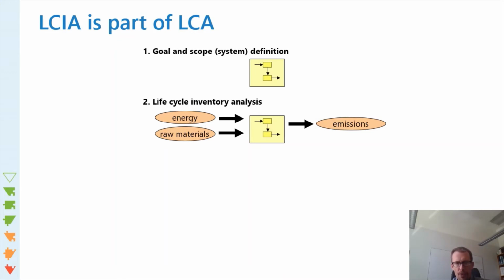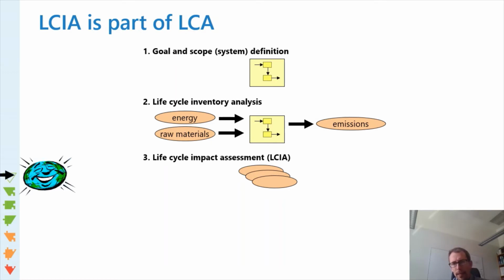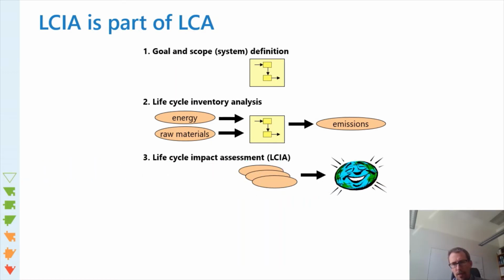So we have a 3rd step here called life cycle impact assessment. And that's where we take these lists of flows and we typically multiply the values in them by linear factors that express environmental impact. We call these characterization factors. So in that way, we're able to reduce a large number of emissions into a few interesting impact categories, like climate change, for example.